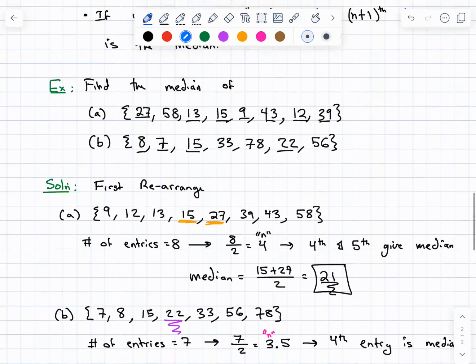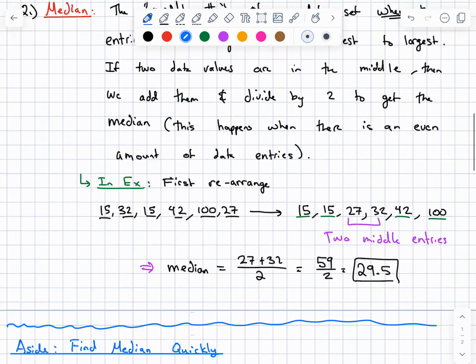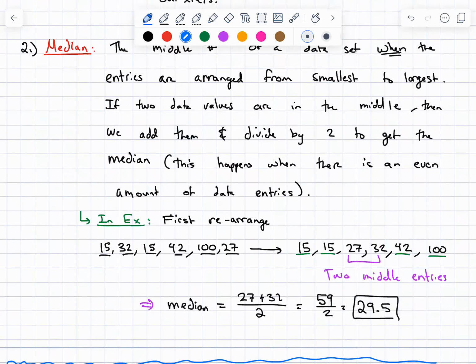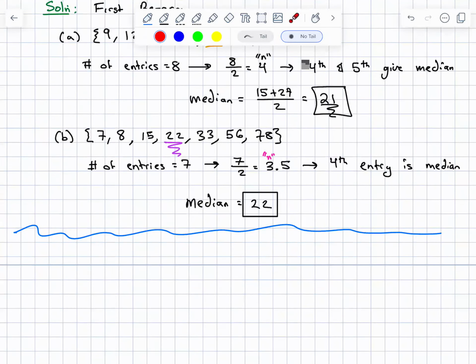So looking back at the previous example, there were 6 data entries. 6 divided by 2 is 3. The third and the fourth entry are the median. So it works on every single one of them. So we'll go ahead and continue onward and talk about the last type of average that's present. Number 3, which is the mode.